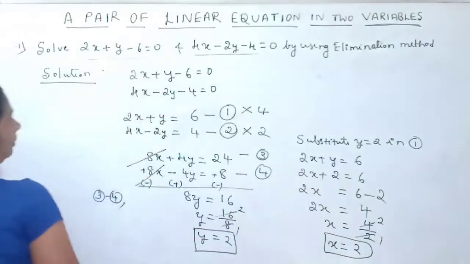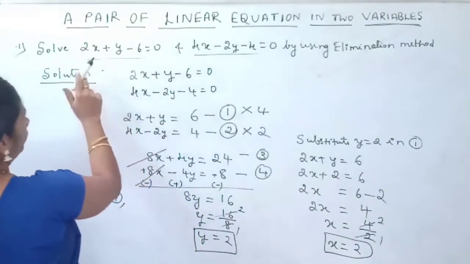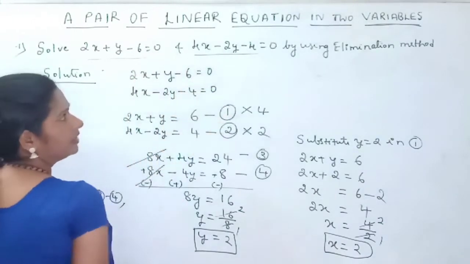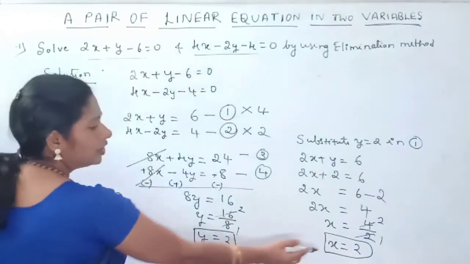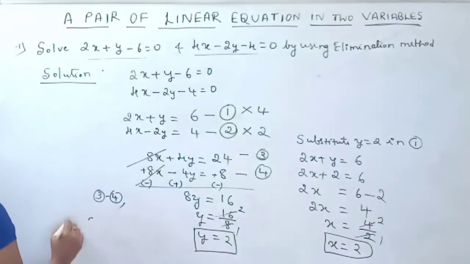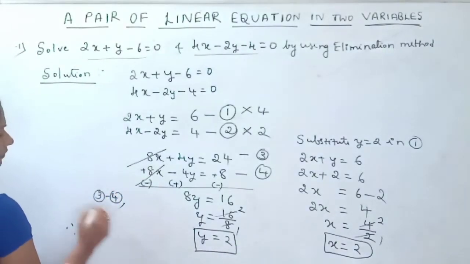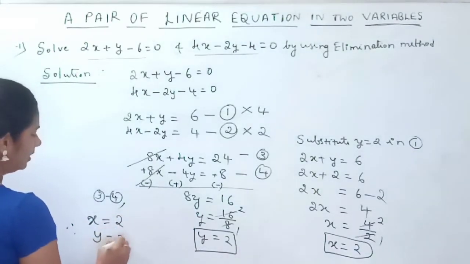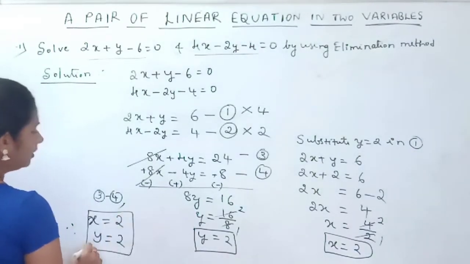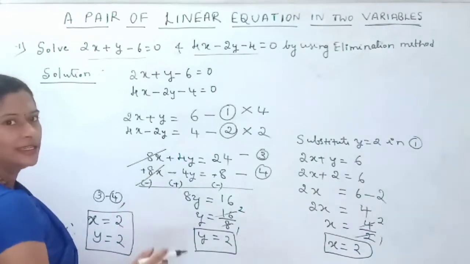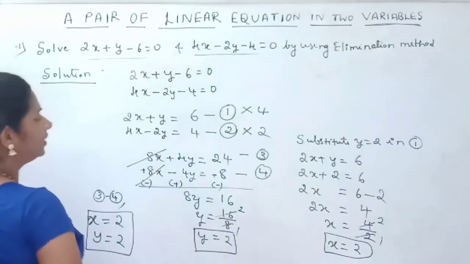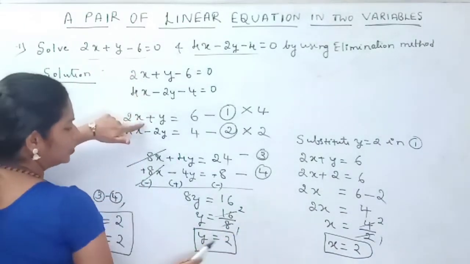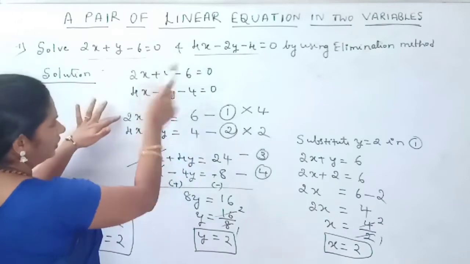So what is the solution for the equations 2x plus y minus 6 is equal to 0 and 4x minus 2y minus 4 equal to 0? We got x is equal to 2, therefore what is the solution of a pair of linear equations in two variables? X is equal to 2 and y also 2. Now we can verify whether your answer is correct or not. How to verify your answer, children? So substitute x value is 2 and y is equal to 2, any one of the equations.